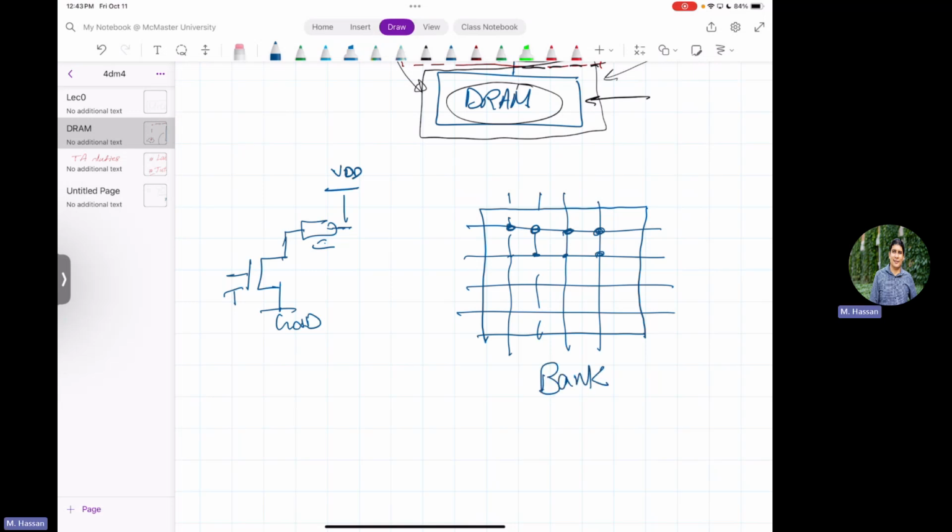A bank is composed of multiple rows, so we call these rows. And we call these columns, as if it's a matrix. Good. Every single intersection of a row and column is storing a single bit.